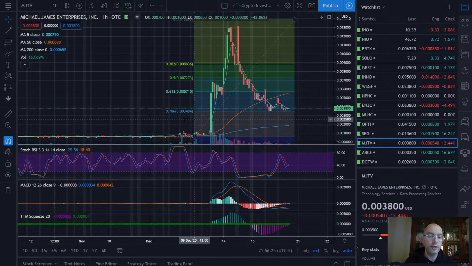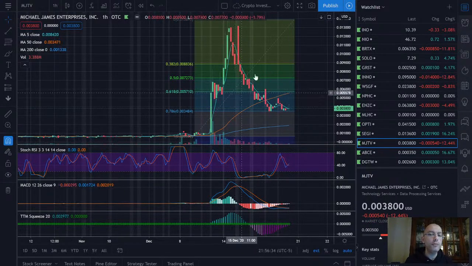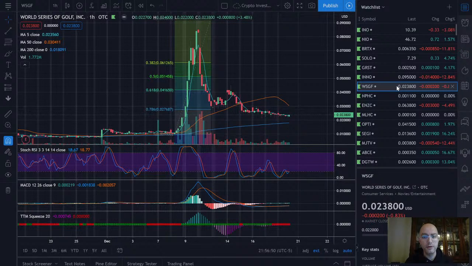For example, it retraces to the 0.786 level, which is quite a popular level actually in OTCs. I'm not saying that they don't bounce back at 0.618 or 0.382, but a lot of them actually go to the 0.786. A lot of them. Let's look at WSGF. Okay, look at WSGF again, hovering around 0.786.